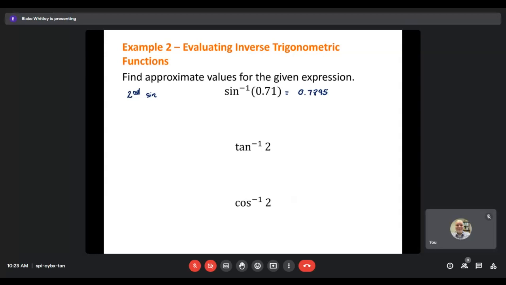Now the next one, same thing. We're going to have to use our calculator because 2 is not a value from our chart. So we're going to do inverse tangent of 2. So again, we're going to do our second key, then our tangent key, and then we're just going to put 2. And if we do that, that should give us approximately 1.1072.